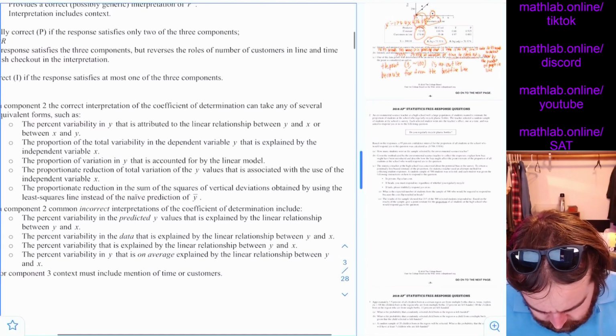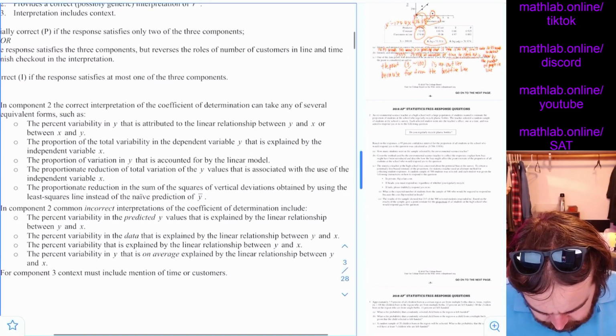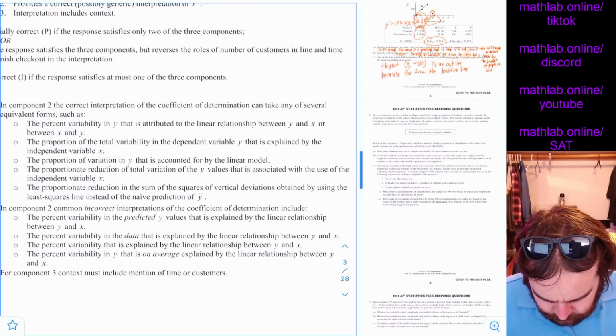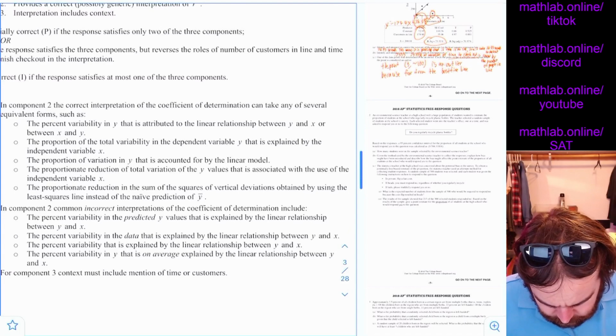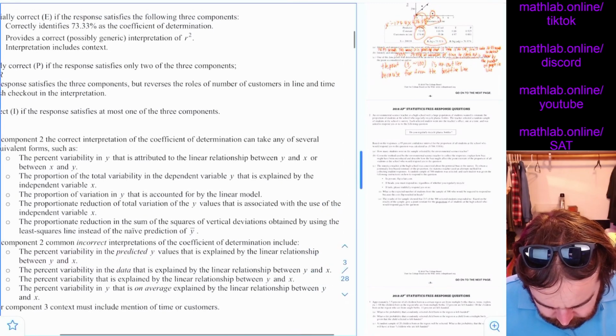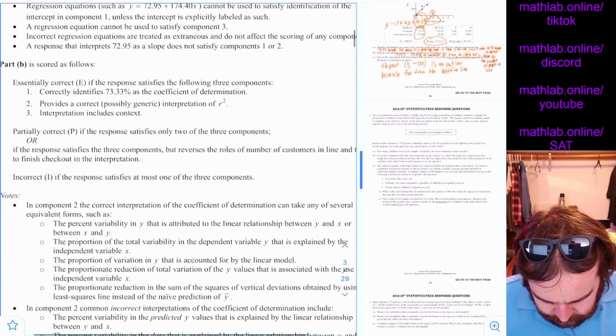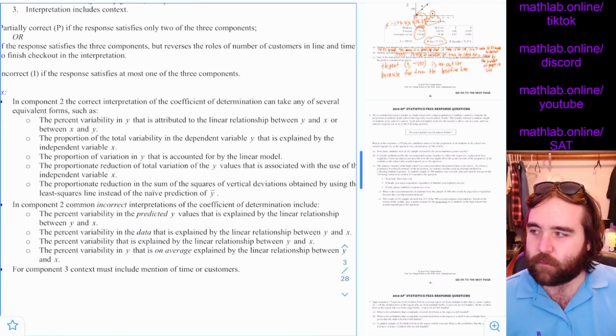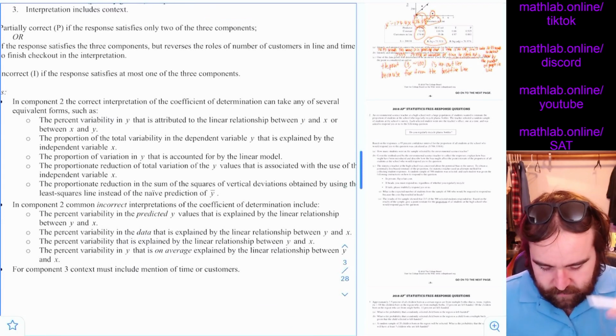Okay. Let's see the wrong ones. The percent variability in the predicted y values that is explained. Yeah, not the predicted y values. That is explained. So they don't say anything about cause. I think it's totally fine to say cause. I think it's totally fine to say caused.